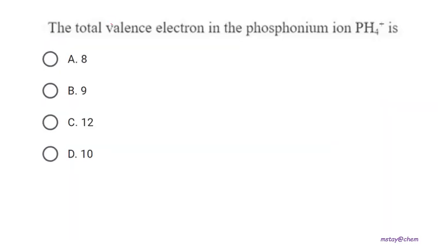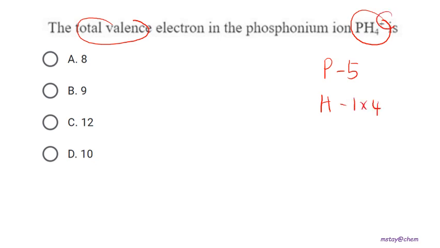Total valence electrons for the phosphonium ion. Phosphorus has 5 valence electrons, hydrogen has 1 valence electron, but we have 4 hydrogens. Positive charge means lose an electron, so we are going to minus 1. So 5 plus 4 minus 1 is 8 valence electrons. The answer is A.